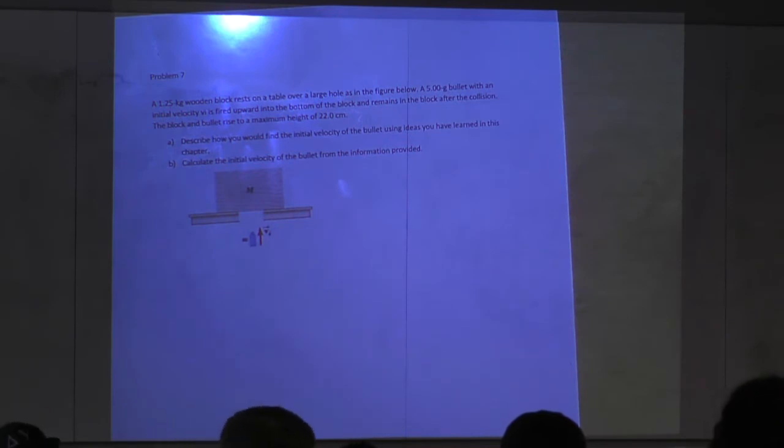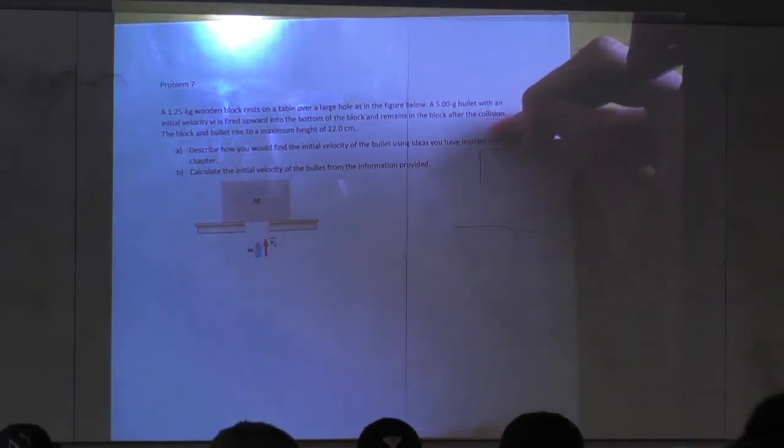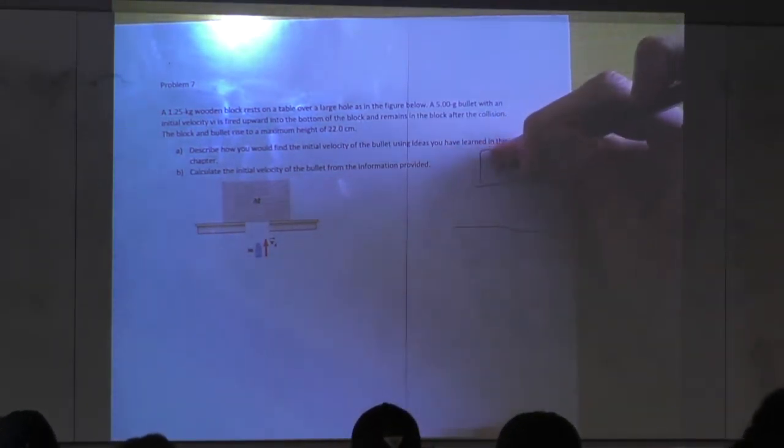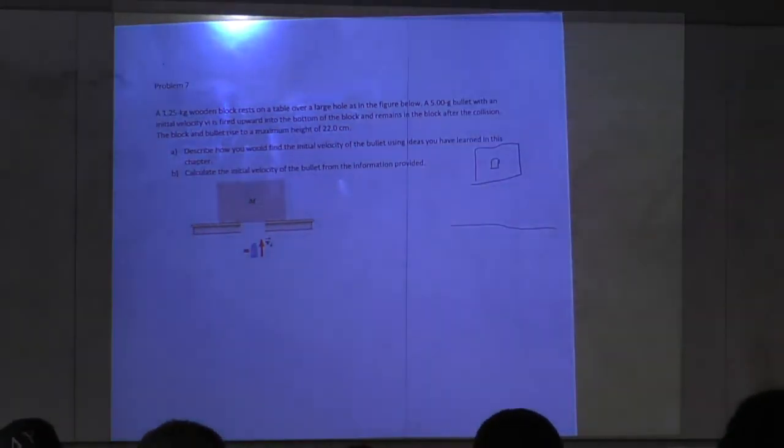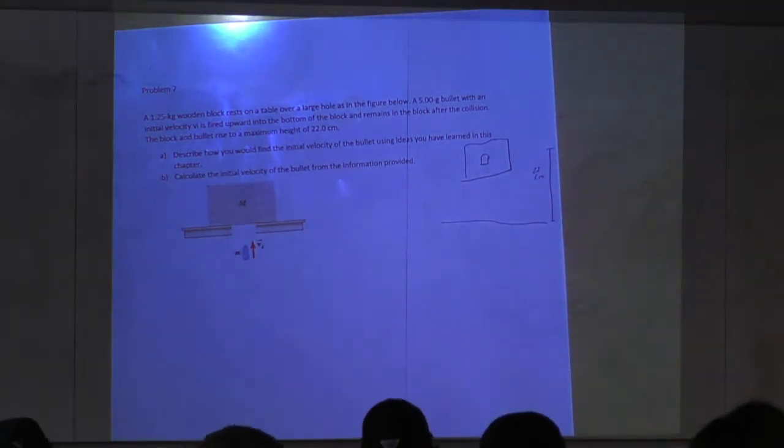But we're given the height that this block goes into the air after it's shot. So we have our block with a little bullet in it. I'm an artist, I know. And we know this is 22 centimeters. So it says it goes 22 centimeters into the air after the bullet is in the block. And then we want to find the initial velocity of the bullet.